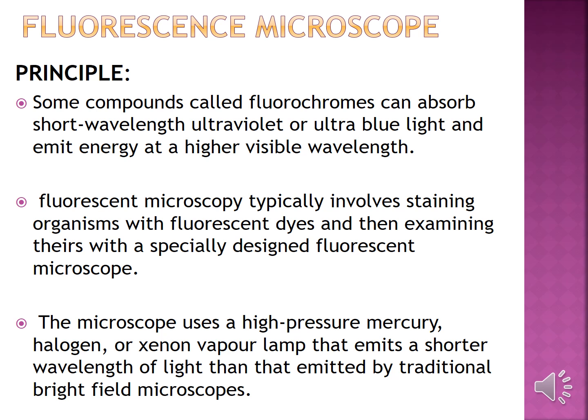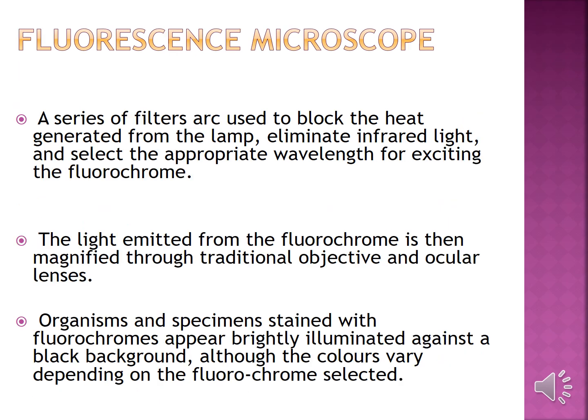The fluorescence microscope uses a high pressure mercury, halogen or xenon vapor lamp that emits a shorter wavelength of light than that emitted by the traditional microscope. A series of filters are used to block the heat generated by the lamp, eliminate the infrared light, and select the appropriate wavelength for exciting the fluorochrome. The light emitted from the fluorochrome is then magnified through the traditional objective and ocular lenses.